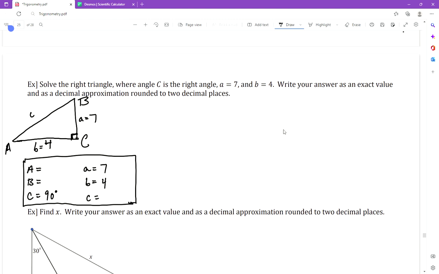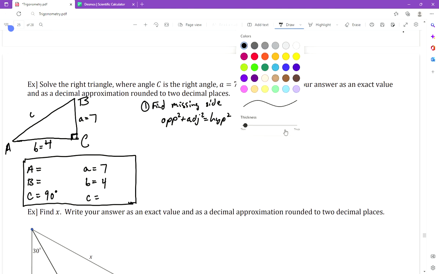Now that we've got this, because I have two sides, I could use Pythagorean's theorem to get the missing side. So that's what I'm going to do first. Let's find the missing side. That's Pythagorean's theorem, based on this triangle. I'm going to do opposite squared plus adjacent squared equals the hypotenuse squared, though, because I want to label those here anyway. It just depends on where my angle is.